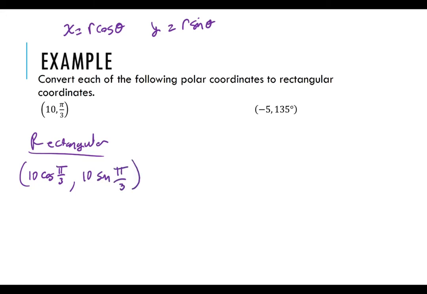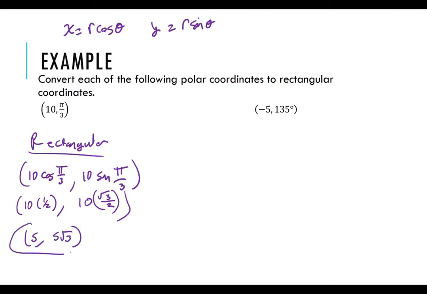But we can simplify this a little bit. Cosine of pi thirds is a half. And then 10 sine of pi thirds. Sine of pi thirds is root 3 over 2. And so we can simplify a little bit further. 10 divided by 2 is 5, so that's 5 root 3. And so here are our rectangular coordinates for the polar coordinate 10, pi thirds.